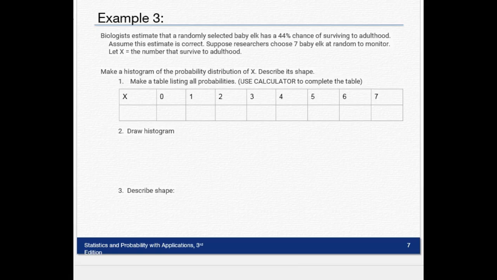Now it says make a histogram of the probability distribution of X and describe its shape. Well, to be able to do this, you have to know all the probabilities for all these baby elk. So this is the probability of X, and this is the probability that 0 survive, 1 survive, 2 survive, 3 survive, 4 survive, 5, 6, and 7. They didn't give us those, so we have to find them. In the previous problem, we found the probability that exactly 4 survived, and we got 0.230. We're going to run through those same steps, but this time X will equal 0. Let me show you.